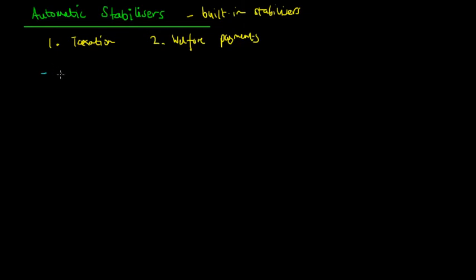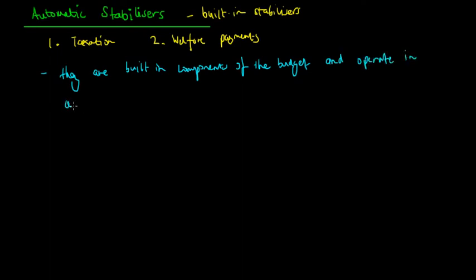Now, the definition of an automatic stabilizer: they are built-in components of the budget which are either taxation or welfare payments, and operate in a counter-cyclical way, so against the cyclical nature of the business pattern. It's a counter-cyclical way to help stabilize aggregate demand. So we know that budgetary policy is an aggregate demand management policy, and these automatic stabilizers are built-in components of the budget and operate in a counter-cyclical way to help stabilize aggregate demand, so that it is not too big or not too low.